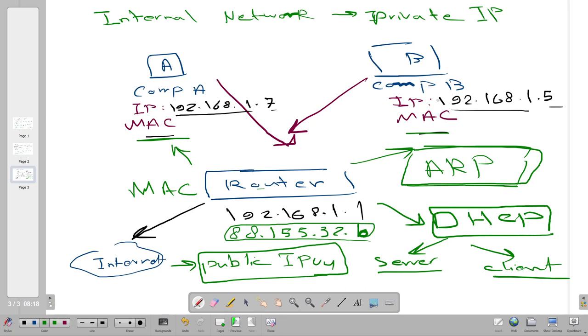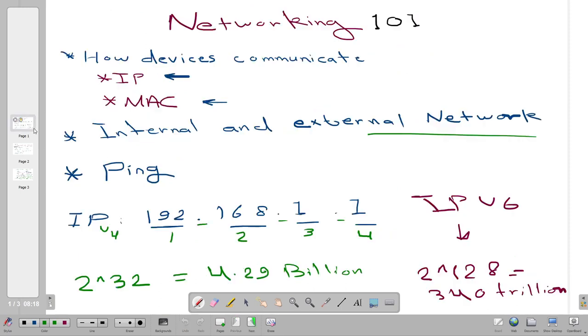Now, this IP address will be registered here in the router. And now all computers, computer B and computer A, when they want to reach the internet, will be assigned this IP address here. This is the public IP address. Okay then. Now that is how devices communicate, and that is the difference between internal and external network.